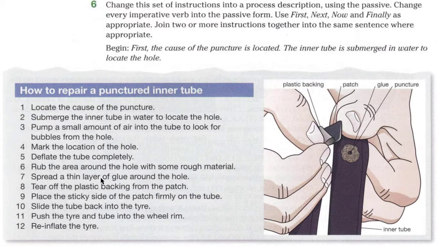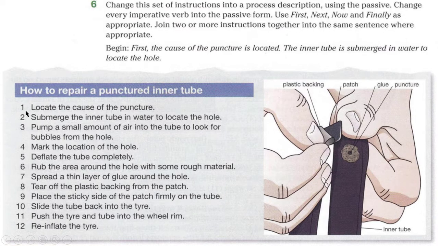Now let's move to exercise number 6. We will do the opposite here. All you have to do is to change this set of instructions into a process description using the passive. Change every imperative verb into the passive form. Use first, next, now, and finally as appropriate. Join 2 or more instructions together into the same sentence where appropriate.